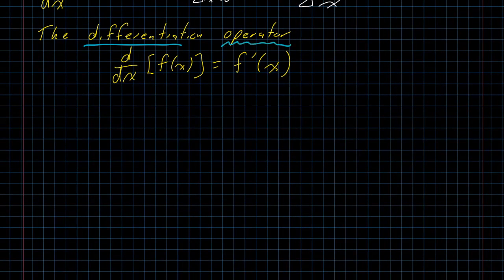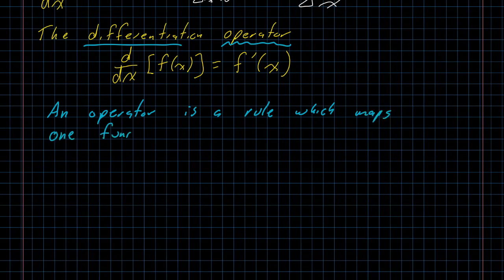Differentiation is an operator. An operator is a rule which maps one function to another function. And that definition should be very familiar to you. A function itself is a rule which maps one number to another number. Operators do to functions what functions do to numbers. So we are going to be looking at the differentiation operator.